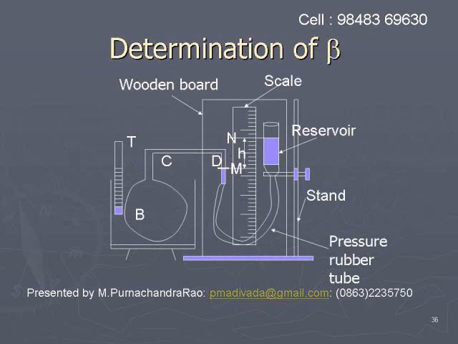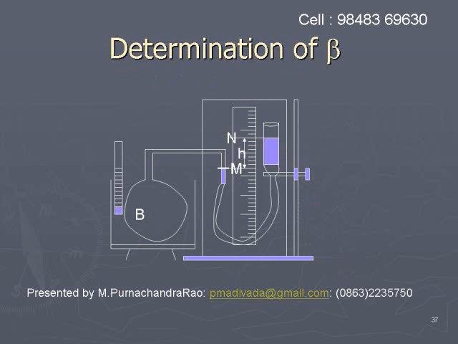Determination of beta pressure coefficient. First, let us understand the different parts of the apparatus.